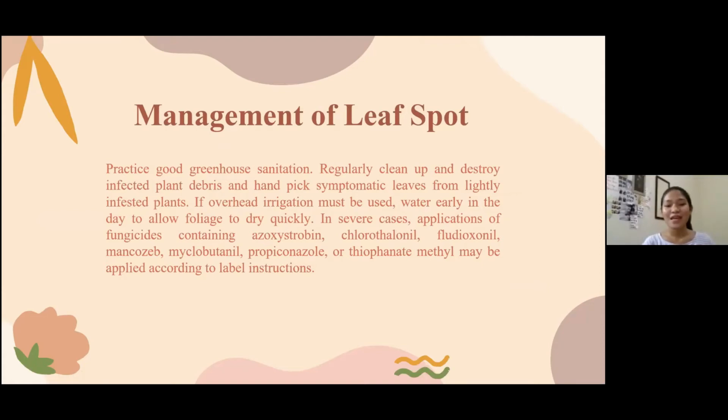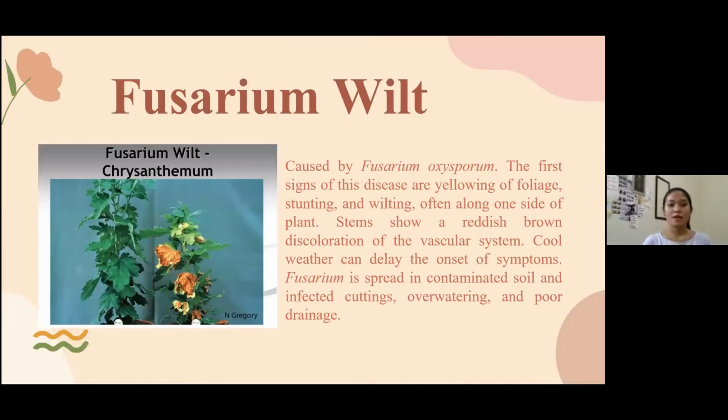application of fungicide containing active ingredients such as azoxystrobin, chlorothalonil, fludioxonil, mancozeb, myclobutanil, propiconazole, or thiophanate methyl may be applied according to label instruction. Next. And then disease of Fusarium wilt.